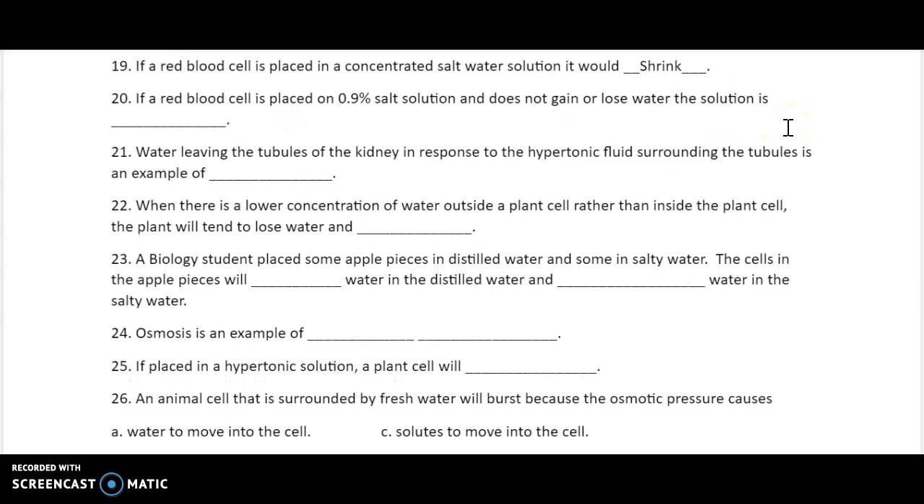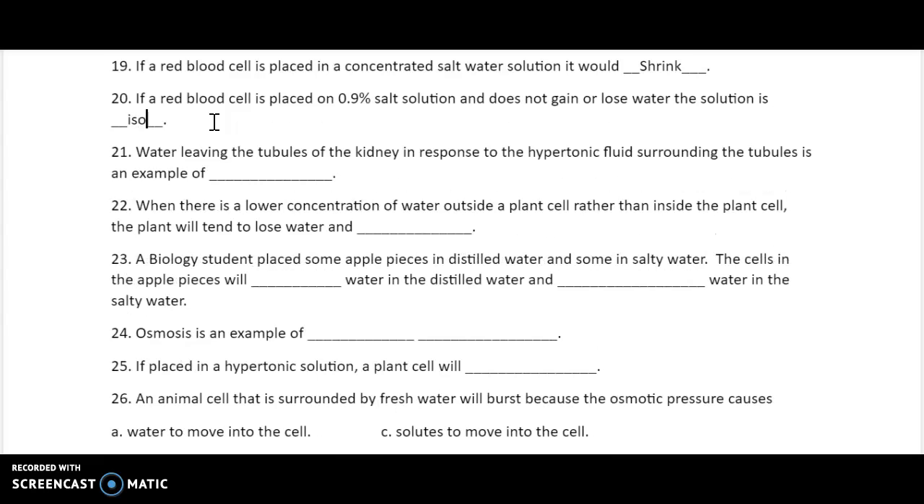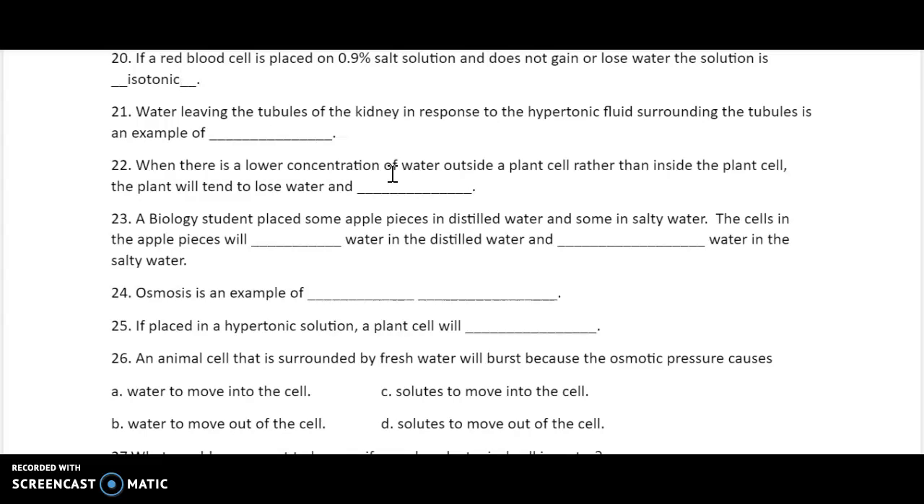Number 20. If a red blood cell is placed in a 0.9% salt solution and does not gain or lose water, the solution is... it's not changing, it's not gaining or losing water. And we've seen several times that the red blood cell is 0.9%. That would be isotonic, iso meaning equal or the same. So this would be an isotonic solution. The cell does not shrink or swell. There is no net movement of water.